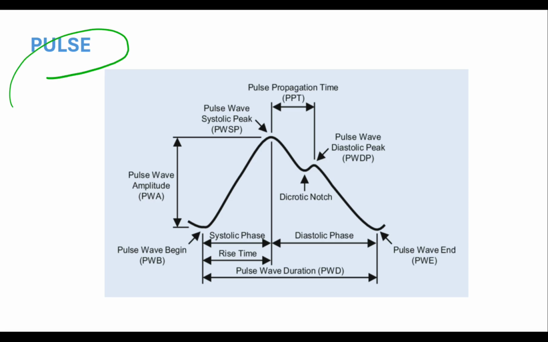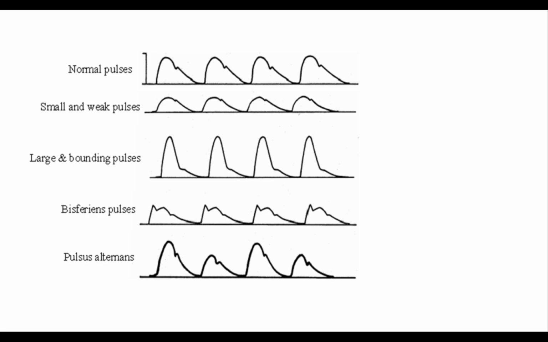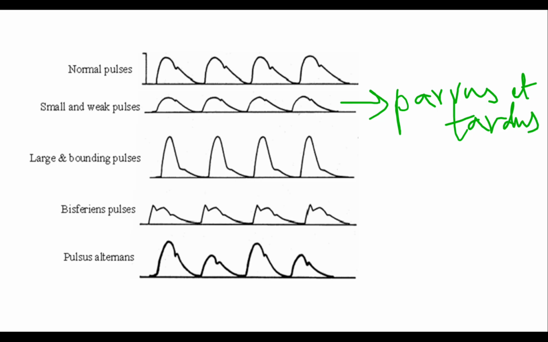Now let's come to pulse. What is the pulse wave and what are the abnormalities that you get in a pulse? The pulse wave has a systolic phase and a diastolic phase, and in the diastolic phase there is a dicrotic notch. This is the normal pulse wave. Now there are some abnormalities you can get. A small, weak, slow rising pulse is called pulsus parvus et tardus. Parvus means low, tardus means slow rising, late peaking. You can get that in aortic stenosis.